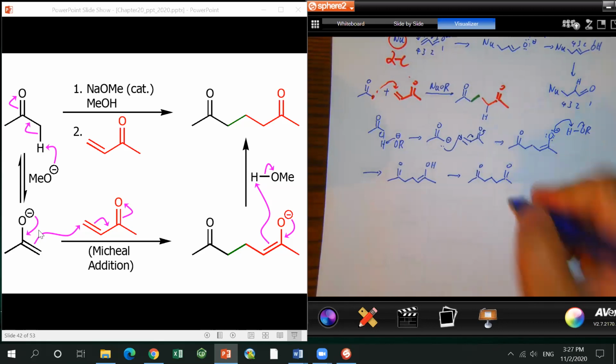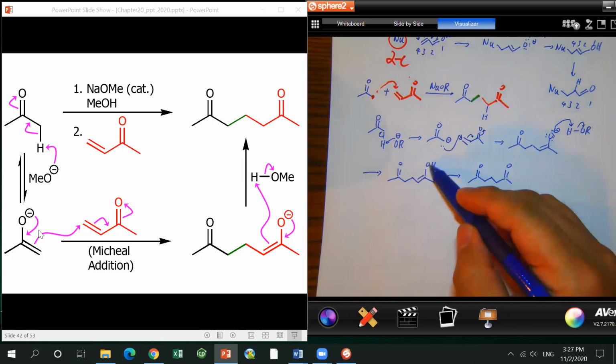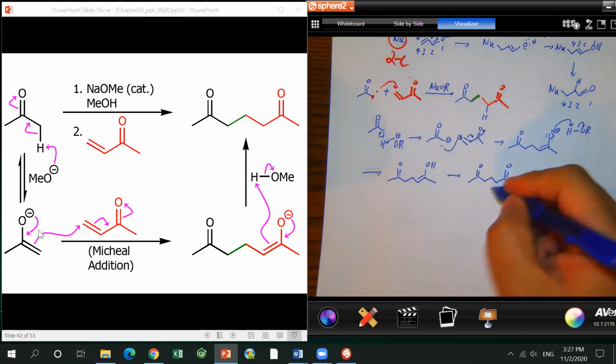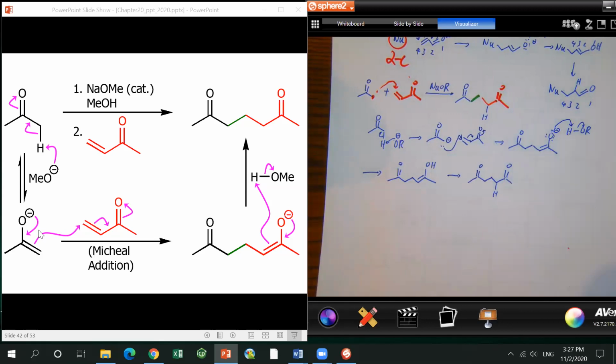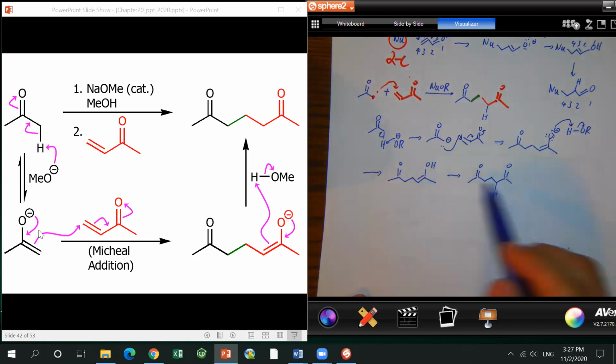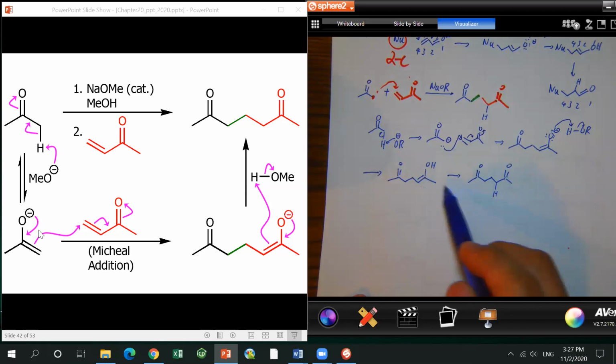So people ask where the hydrogen goes. That hydrogen actually goes to this carbon, here. So that's the whole process for Michael addition. For you guys, you only need to know how to draw until the enol. The enol-keto tautomerization is actually not required. As long as you know how to generate the enol, that's fine.